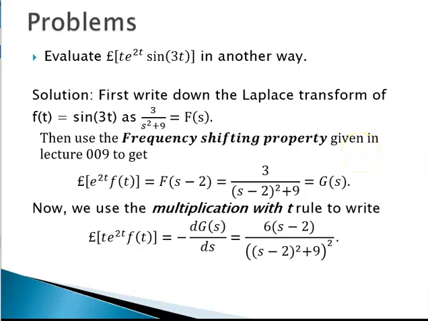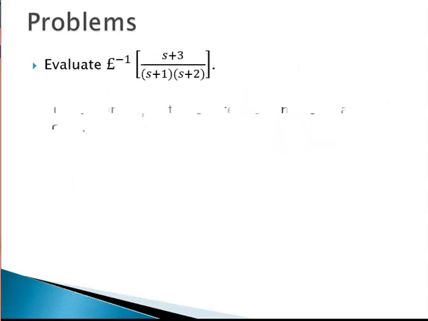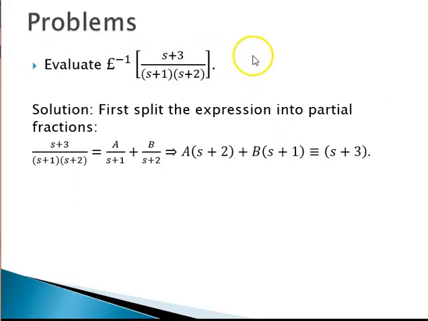Next, we'll solve two problems on inverse transforms. To begin with, let us consider the problem of finding the inverse transform of s plus 3 over s plus 1 into s plus 2. In all such cases on inverse Laplace transforms, first you split it into simplest fractions, that is partial fractions. We say this expression is equal to a over s plus 1 plus b over s plus 2. This will give the identity given here.